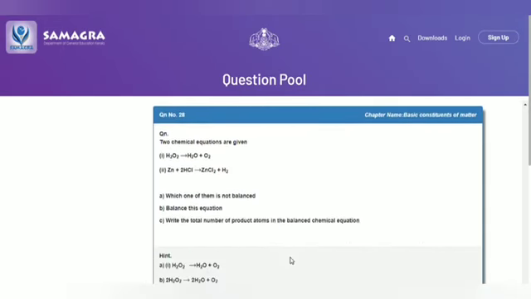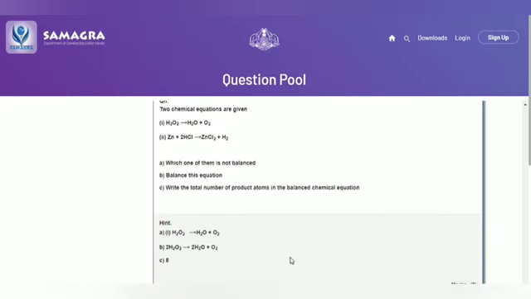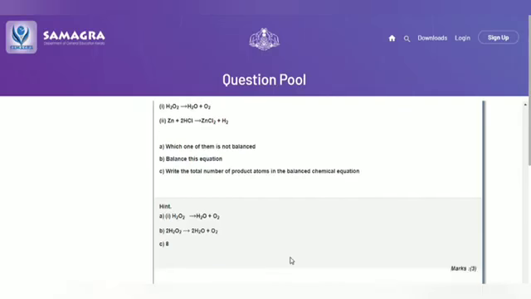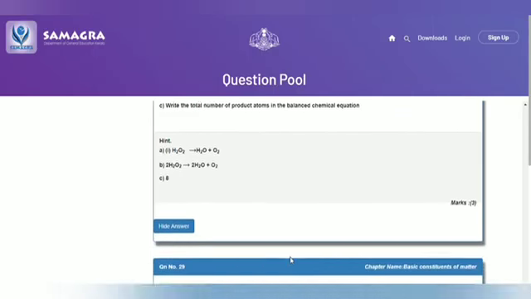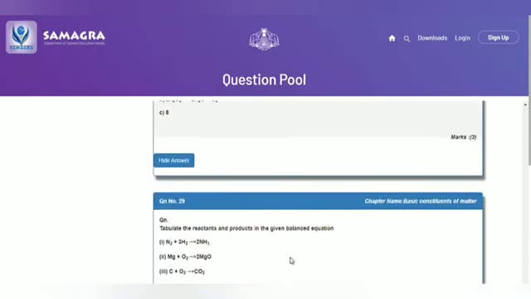Question number 28. Two chemical equations are given. H2O2 gives H2O plus O2. Zn plus 2HCl gives ZnCl2 plus H2. Which one of them is not balanced? H2O2 giving H2O and O2 is not balanced. To balance it, we write 2H2O2 gives 2H2O plus O2. Total number of product atoms in the balanced equation is 8.